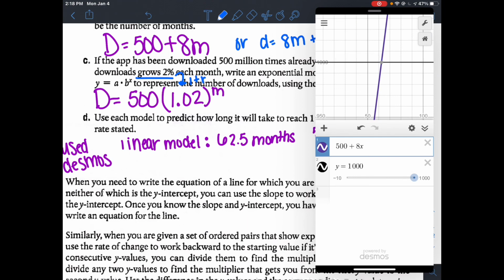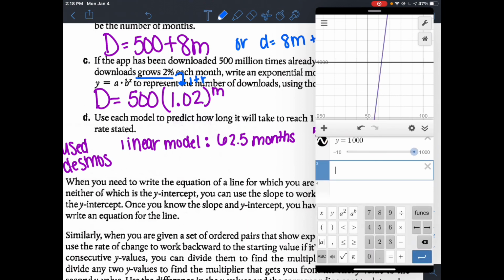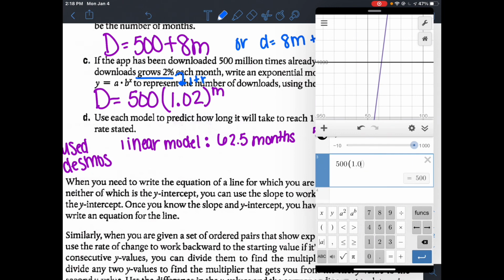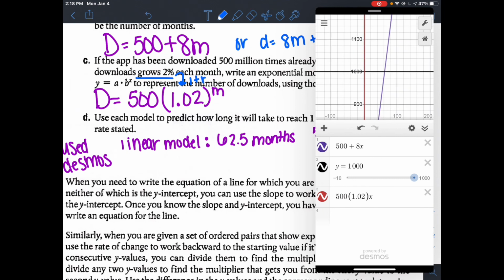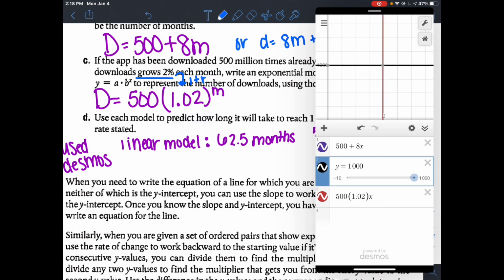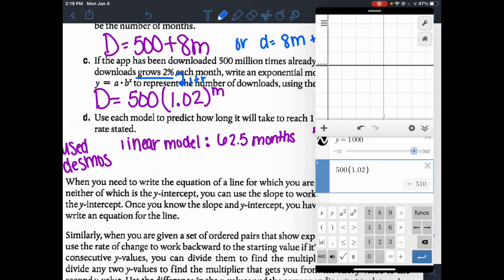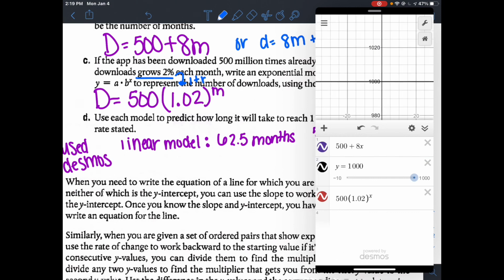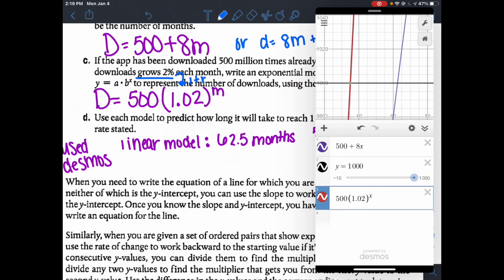Now for my exponential equation, I'm going to go 500 times 1.02 to the power x. And let's see if that was graphed. Yep. It's this red line, and I already have y equals 1,000, so I'm just going to scroll over. Oh, no wonder it's a little off. To the power x. Okay. I was wondering why it was so far off.